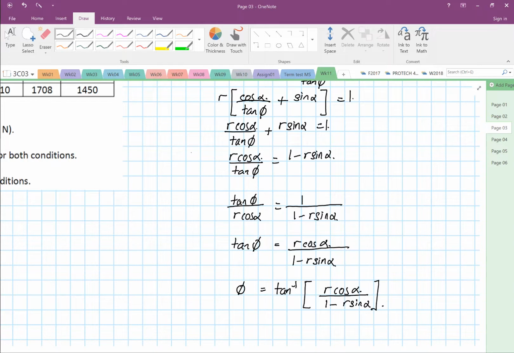Okay, so this is how you relate the deformed chip thickness and the undeformed chip thickness to the shear angle. Okay, I'm going to stop here now. I'm going to come back with an example.